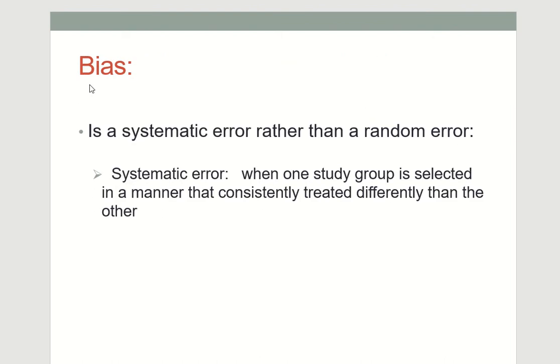Which takes us to bias. So by definition, it's a systematic error rather than a random error. And systematically, you're making something wrong in your study, which is leading to a wrong conclusion.